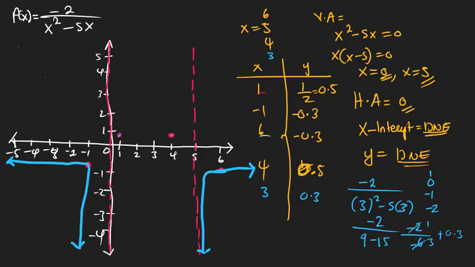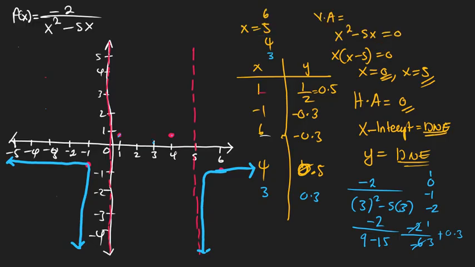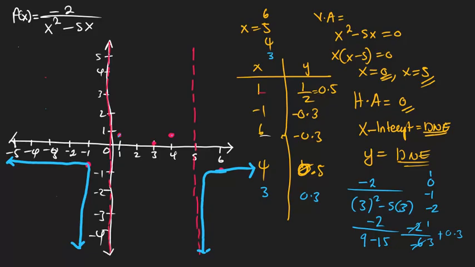Let's see if it's going to help us. 3, comma 0.3. Three comma 0.3 is here. And already I know where my graph is going. Have you seen 3 comma 0.3? So meaning this graph is going like this.